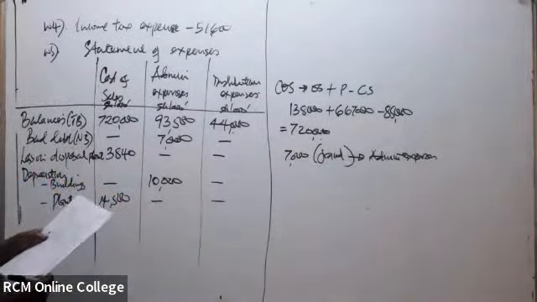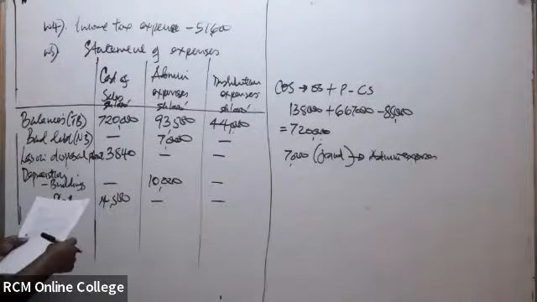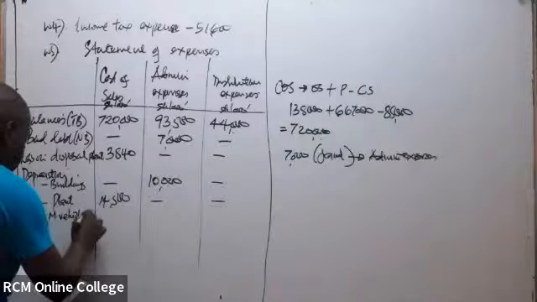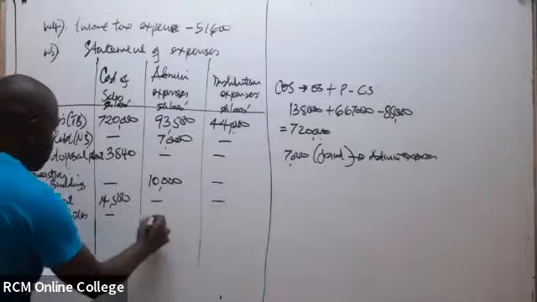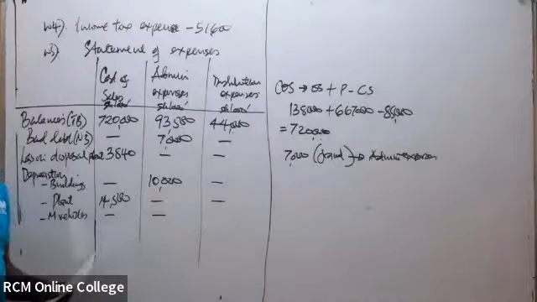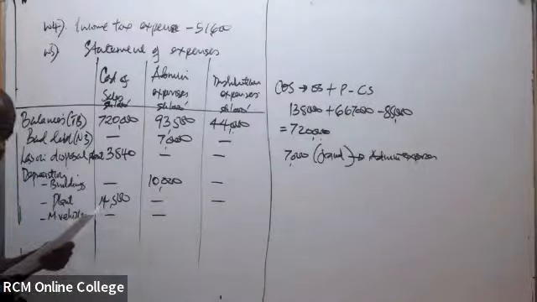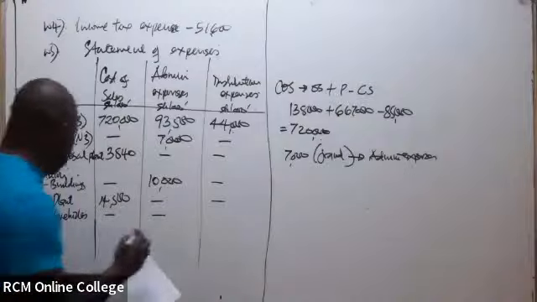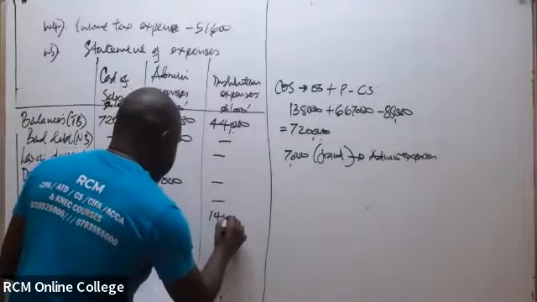Then motor vehicles, it will go to distribution. Motor vehicles was 14 million.